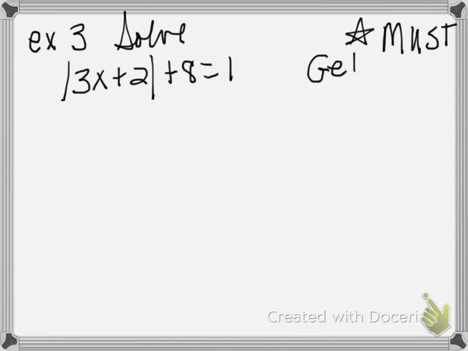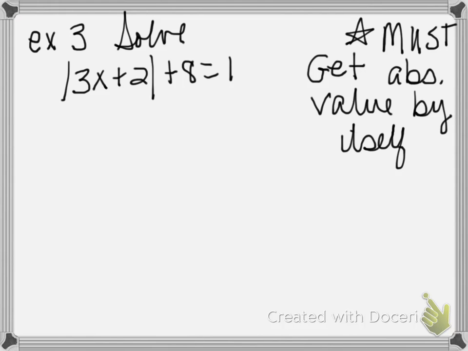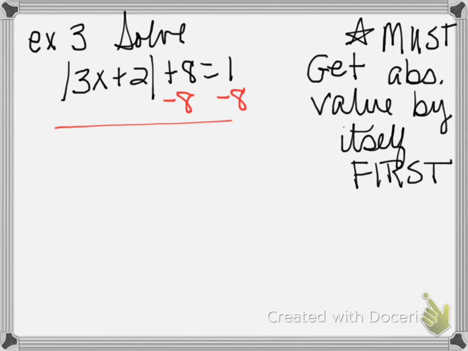Now, you must have the absolute value by itself before you can take it out of the absolute value and set it to a positive and a negative. That's very important. So we're going to subtract the 8, so we get the absolute value of 3x plus 2 is equal to negative 7.